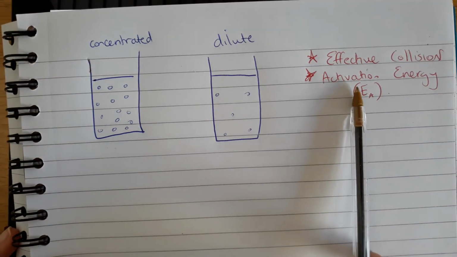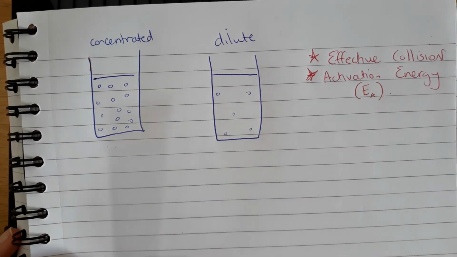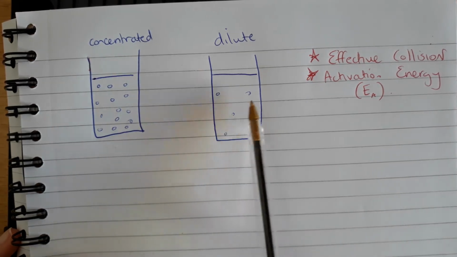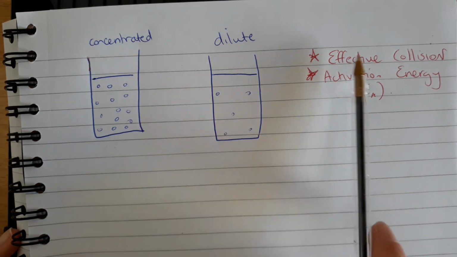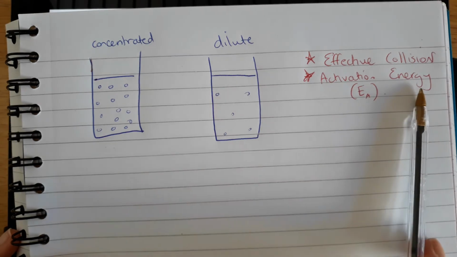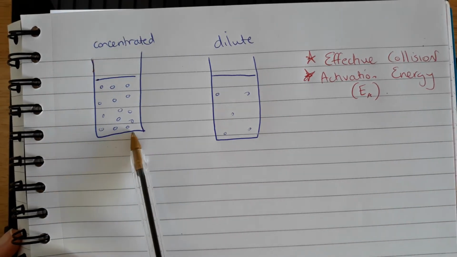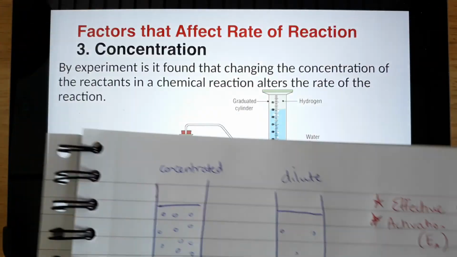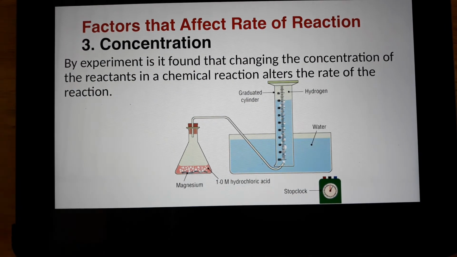That means that a good quantity of them is probably going to have enough energy to reach activation energy and produce a product. Whereas over here, if I have very few little atoms spinning around in this huge big glass, the chances of them actually colliding is quite slim. That means that they're never going to reach activation energy. So with a greater concentration, you're going to see more effective collisions and activation energy being reached, meaning you're going to have a faster rate of reaction.